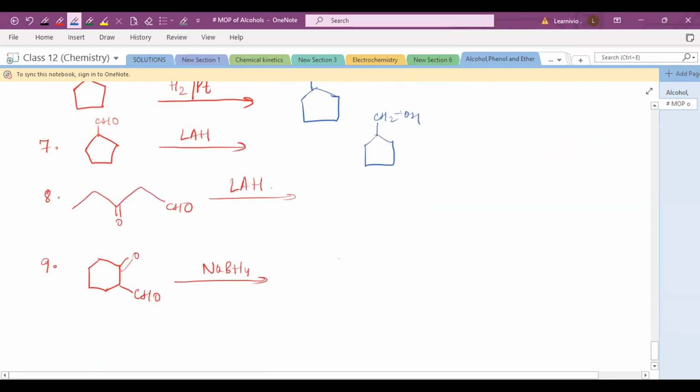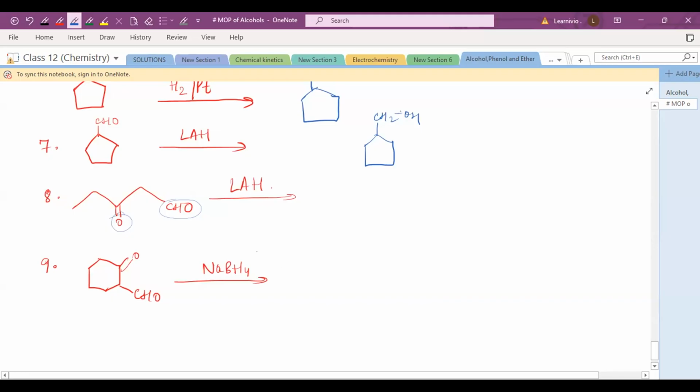In this question, lithium aluminum hydride is a strong reducing agent. So it will reduce both. It will reduce this aldehyde and this as well. If in the compound both the aldehyde functional group and the ketone are there, lithium aluminum hydride will reduce both. Sodium borohydride will also reduce aldehydes and ketones.